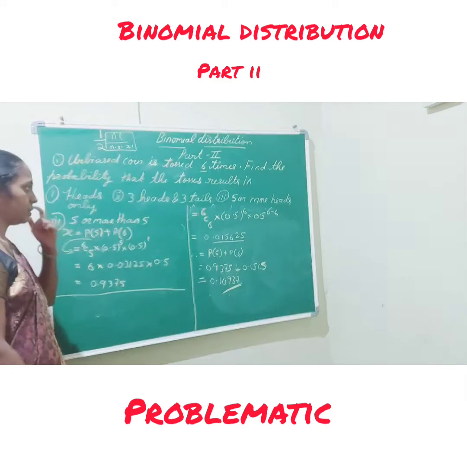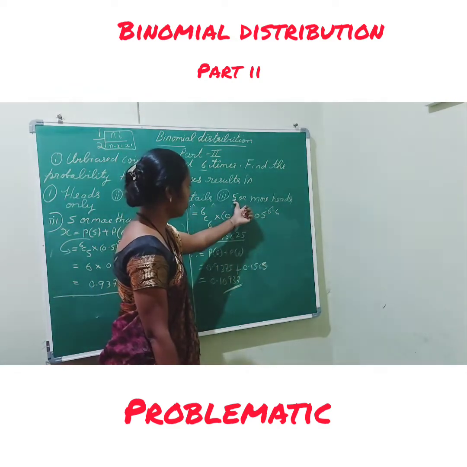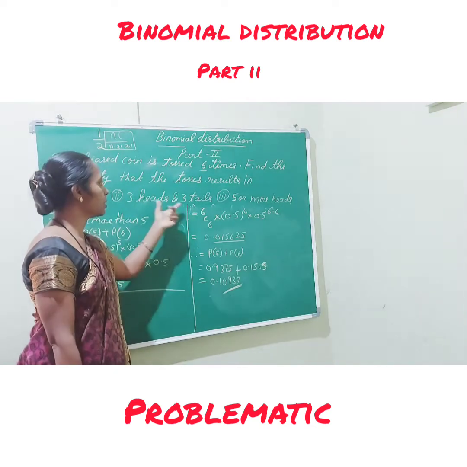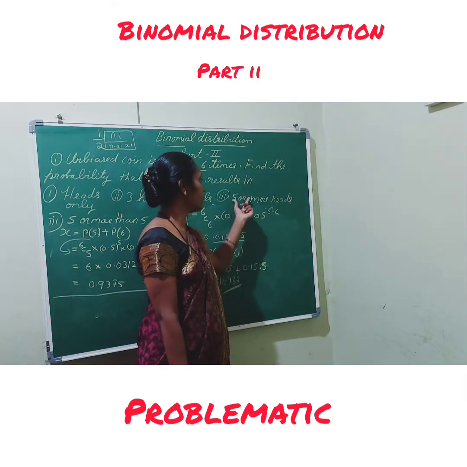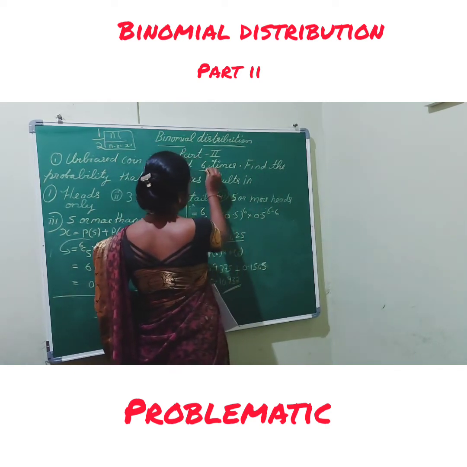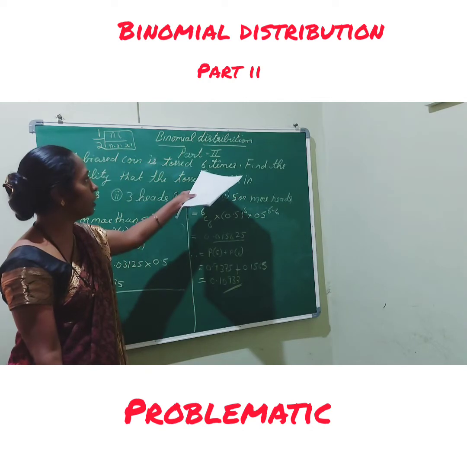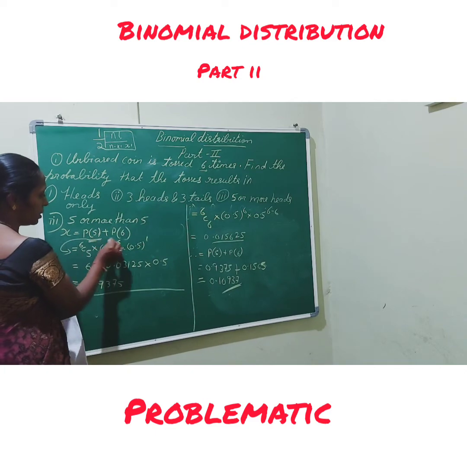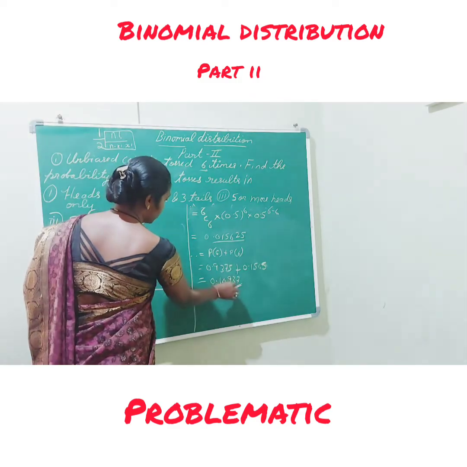Okay, so just see it once again. They told 5 or more heads. Here it was "and": 3 heads and 3 tails, so we took only one. But when "or" is coming, 5 or more heads, we have to consider 5 as well as the remaining terms, up to the n value. If my n value was 8, then 5, 6, 7, 8; up to 8 I would have written. But here my n value is 6, so the last number is 6. So first I solved for 5, then I solved for 6, and after solving I added both the answers.